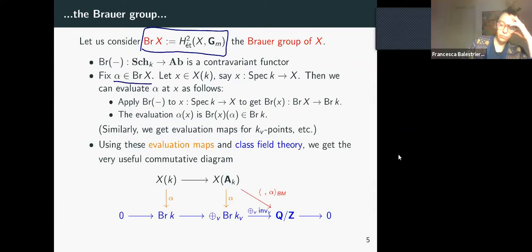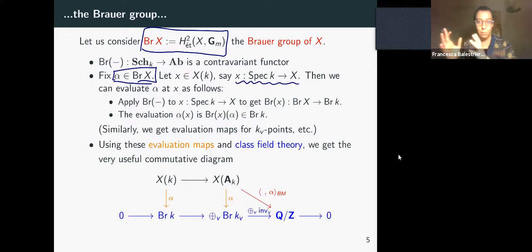And if we can define some evaluation maps of this element, we can evaluate this element of the Brauer group of X at certain points. For example, if we have a k-rational point, then this will be the same as a map from Spec k to X. And essentially the evaluation map is defined by just applying the Brauer functor to this morphism.